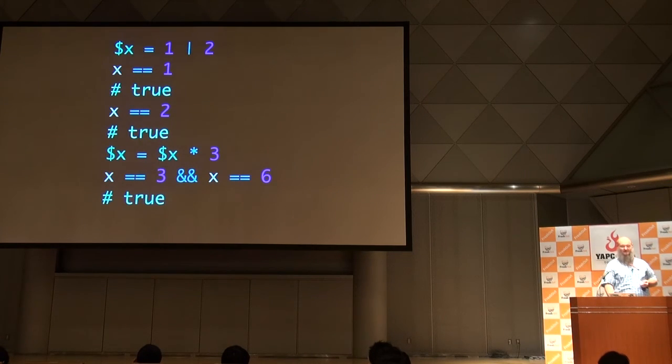And this is my Perl slide. It's yet another Perl conference. This is actually something I love. These are the junctions in Perl 6. Quickly, x can be 1 or 2. x equals 1, x equals 2. If you multiply x by 3, x is now equal to 3 and 6. It's something that lets a variable be more than one thing in certain contexts. It's more complicated than this, of course.